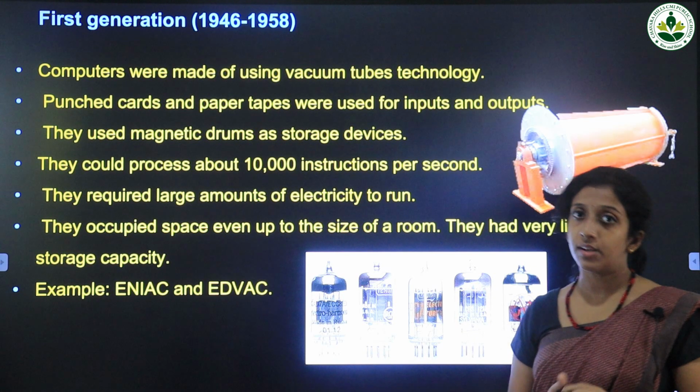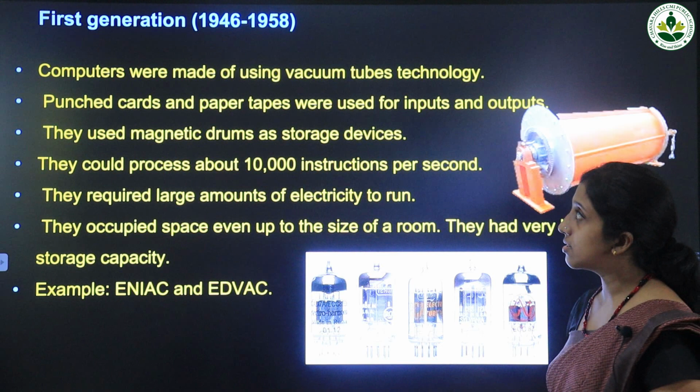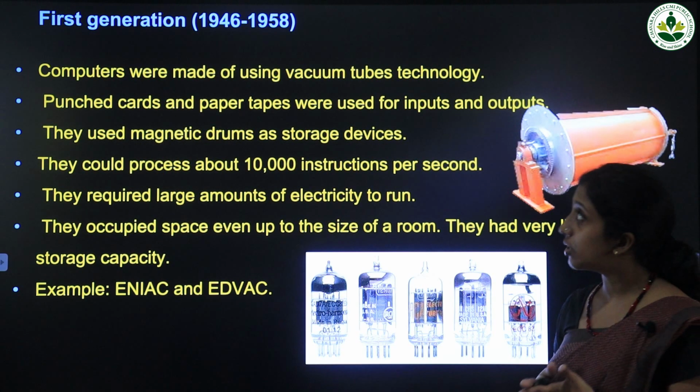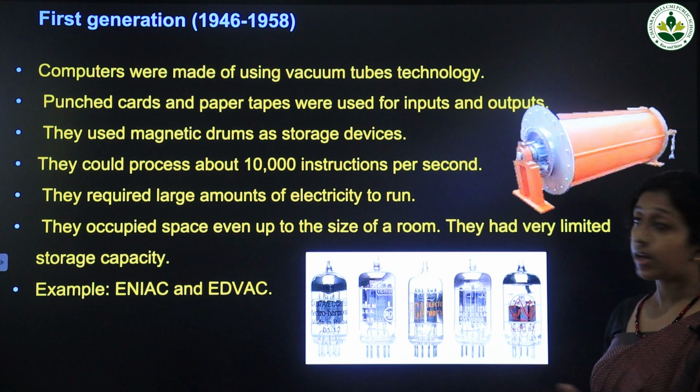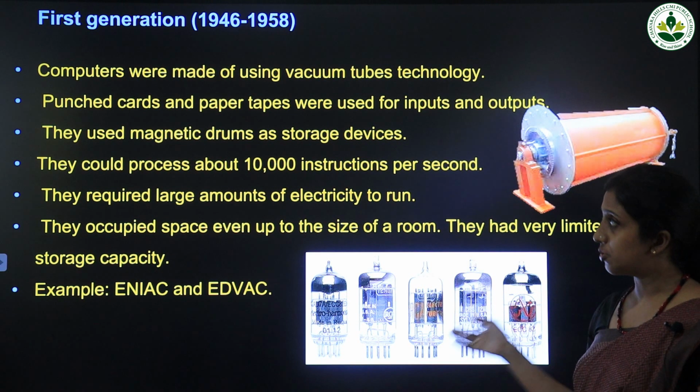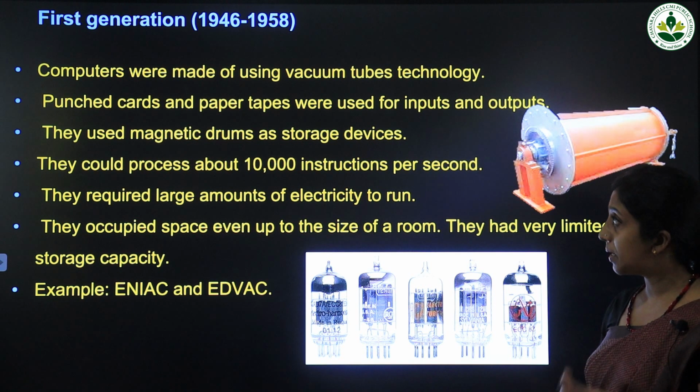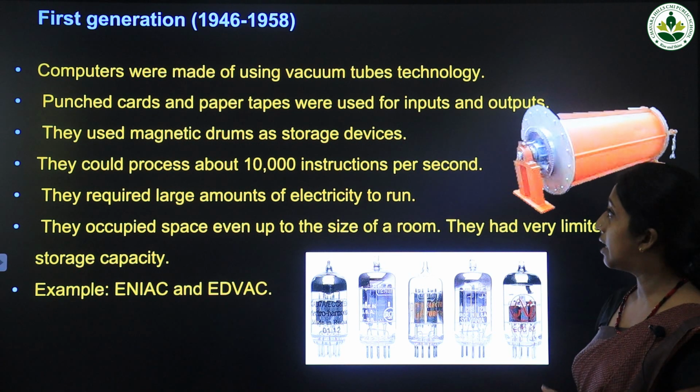So let us have a look once more. The first generation computers, that is from 1946 to 1948, were made using vacuum tubes technology. These are the vacuum tubes. Punch cards and paper tapes were used for input and output.